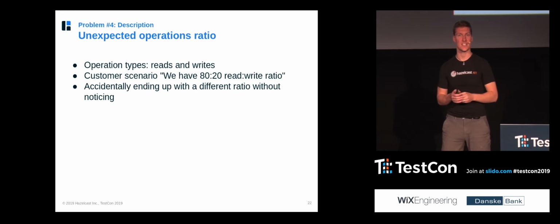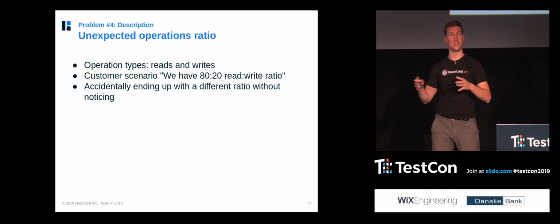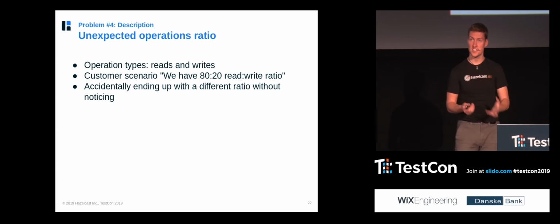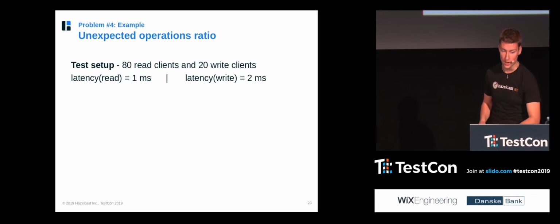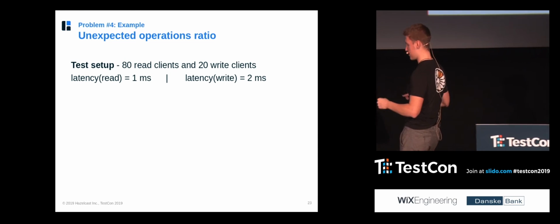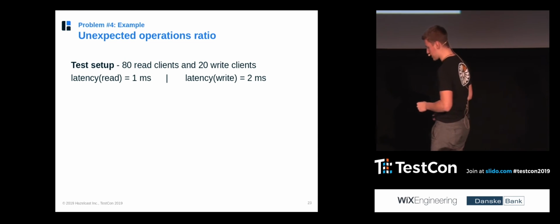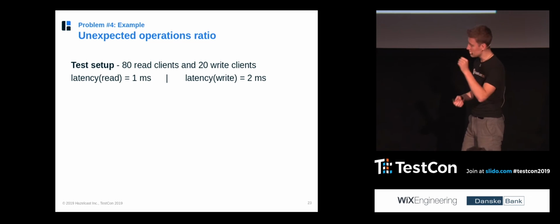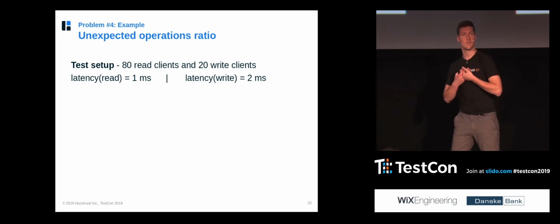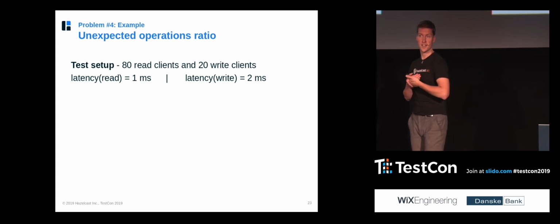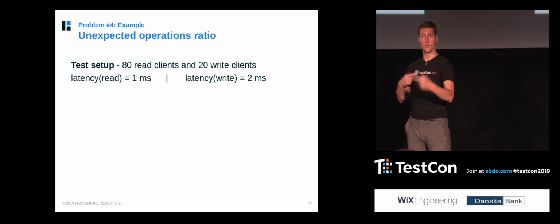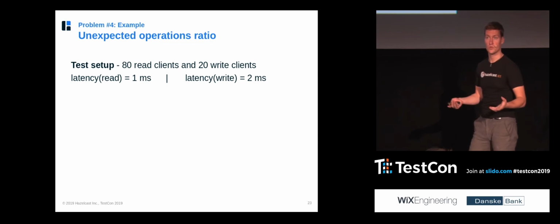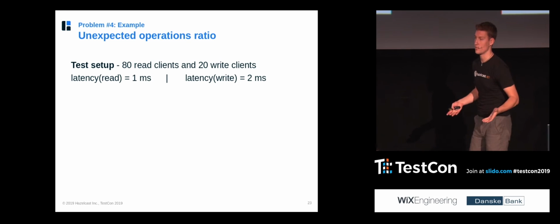What might happen is that you accidentally end up with a different ratio than you actually wanted, very easily, and let me explain how. Let's say I get this scenario from a customer. Okay, 80-20 ratio. Good. My first intuition can be to start 80 stressors that will do reads and 20 stressors that will do writes. 80-20 ratio it is, right?